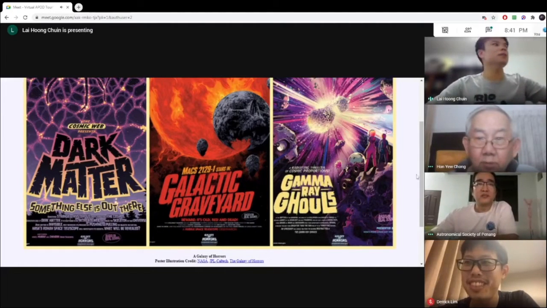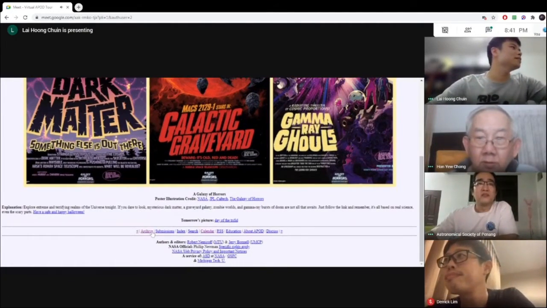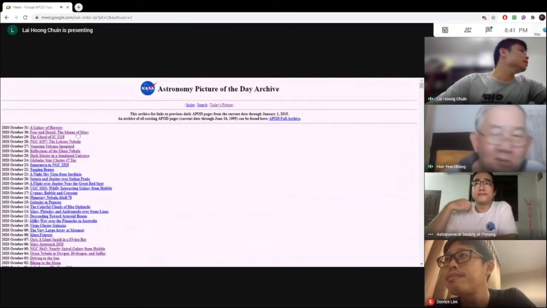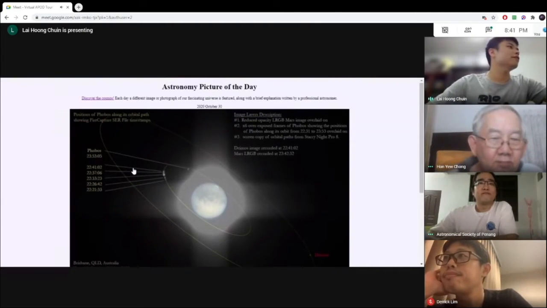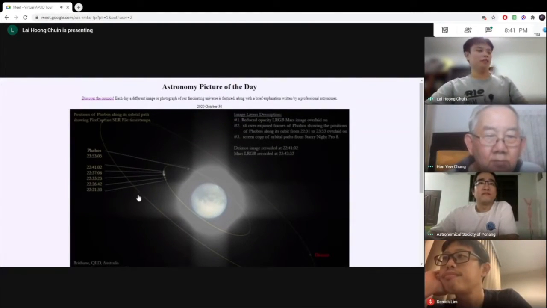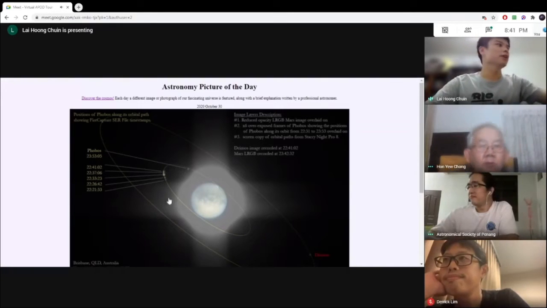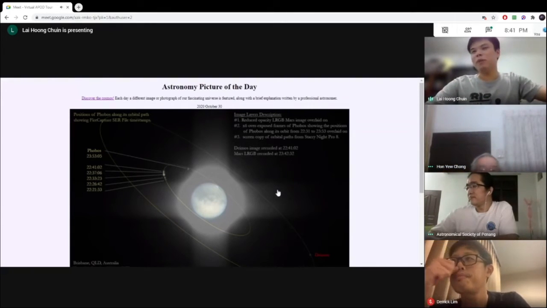Okay, next. So we will go to the next picture. The next photo, the next APOD photo. Make the photo bigger, so people can see. 30th of October, which is yesterday's APOD photo. So this APOD photo is about Mars.